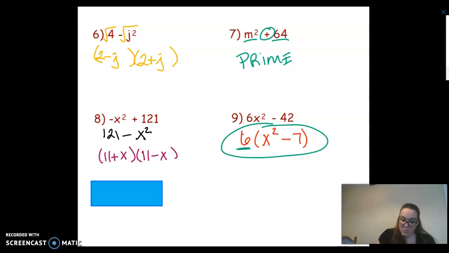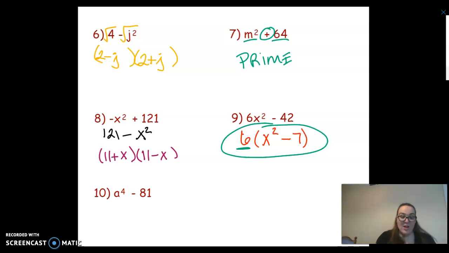Alright, one more left to do. a to the 4th minus 81. So first, big question, is there a greatest common factor? The answer to that is no. So I'm going to create my groups here, because it is a difference of two perfect squares. 81 is a perfect square, a difference. a to the 4th, because it's even, is a perfect square.